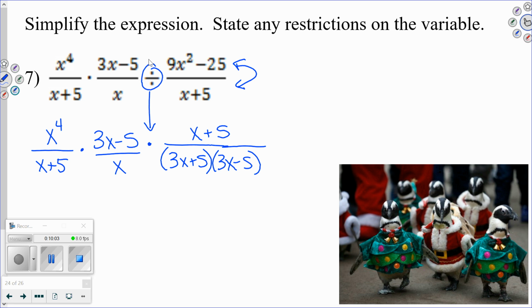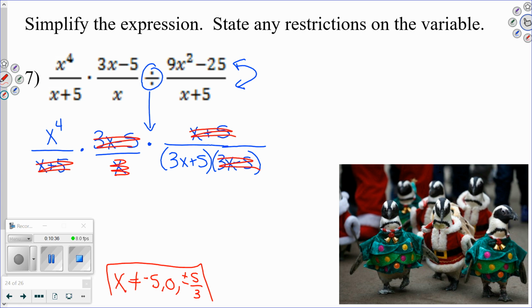But just because there's 3, I can actually do them all at the same time. But don't forget your next step, which is your restrictions. X cannot equal what? Good. So there's your restrictions, and then cancel. Any top, any bottom. It doesn't matter where it's at. So we have an x plus 5. I can cancel those. 3x minus 5. And x changes that to x cubed.